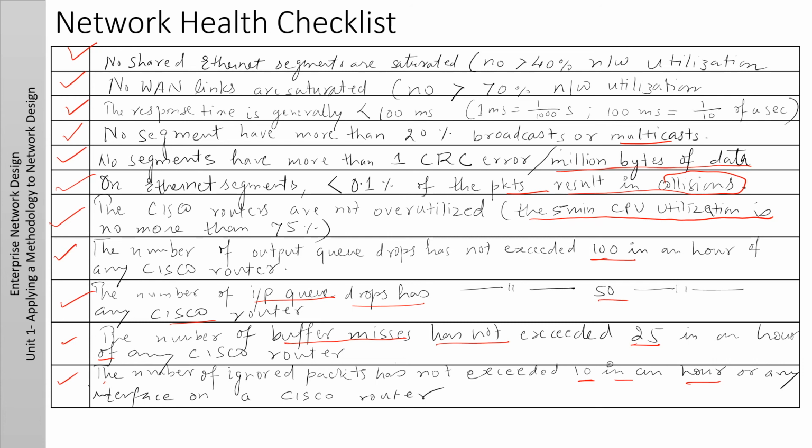So these are the important checklists. This is a sample checklist. You can modify the criteria according to your network, but this is a very idealistic kind of checklist.